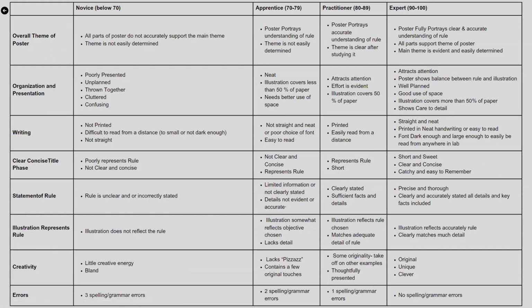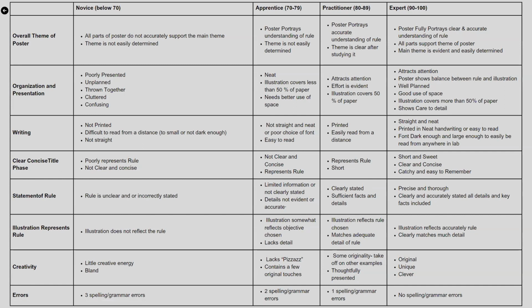For the rubric, students will be graded on 8 criteria: the overall theme of the poster, organization and presentation, writing, clear and concise title phrase, statement of rule, illustration representing the rule, creativity, and errors. The grading system will be based on the amount of effort in the lab safety posters on a 100-point scale.